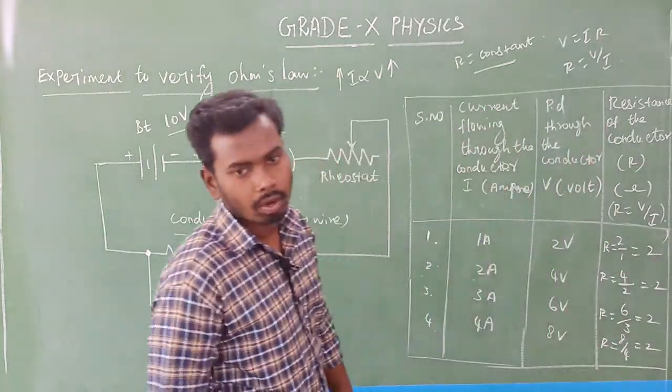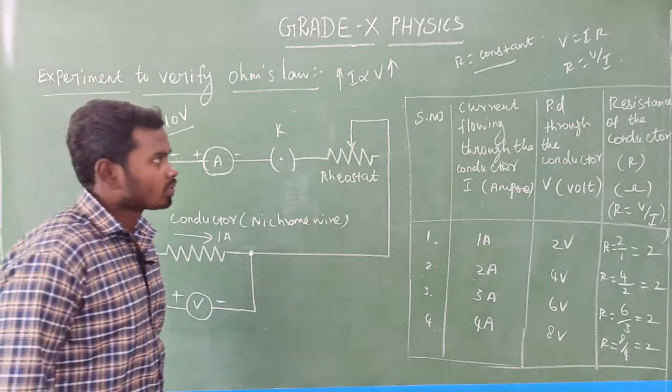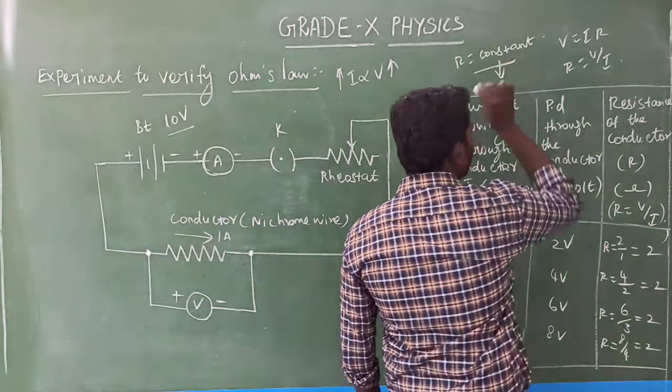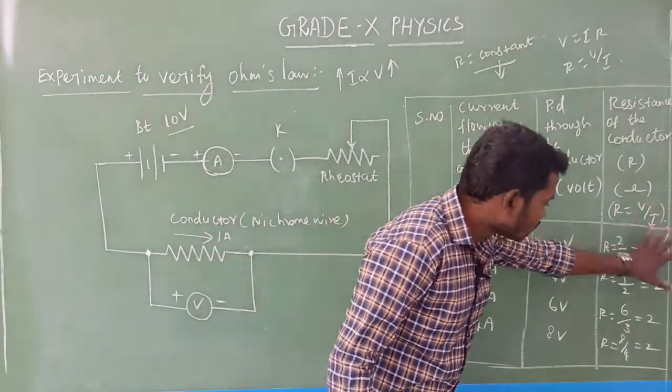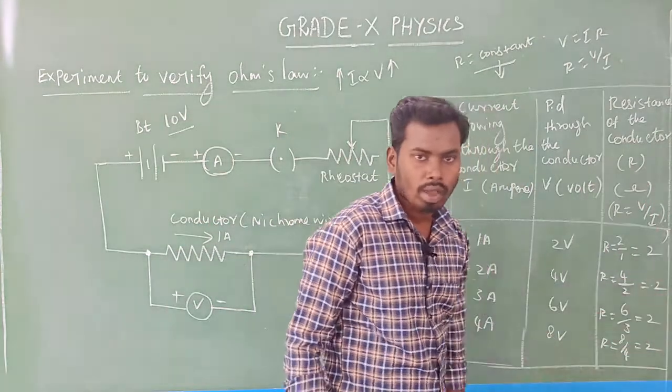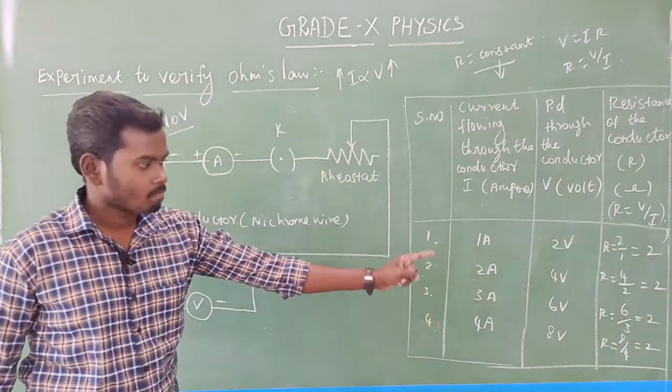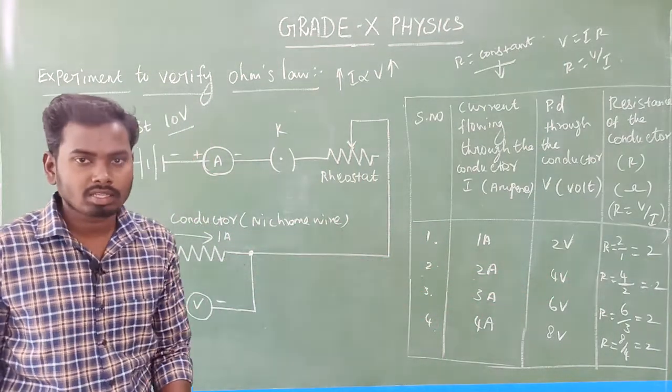That is Ohm's law. Because what is it? Here R is constant. What is constant? Resistance is constant. So due to which all the resistance values here are 2 ohm, because resistance is constant here.